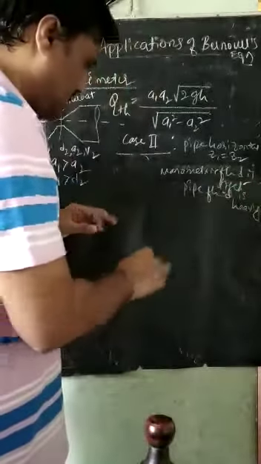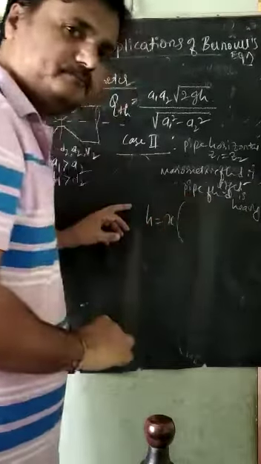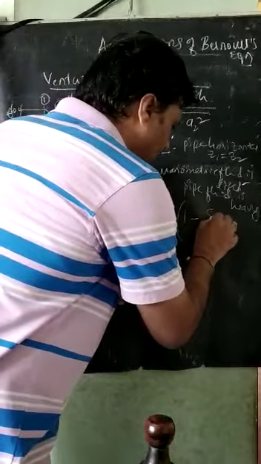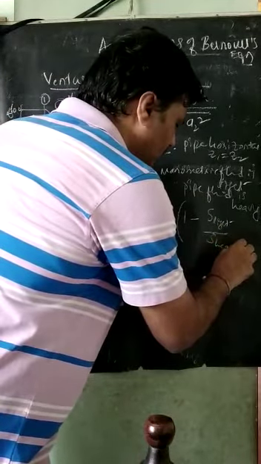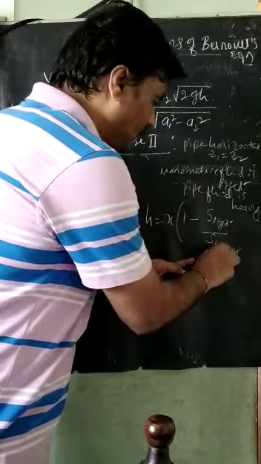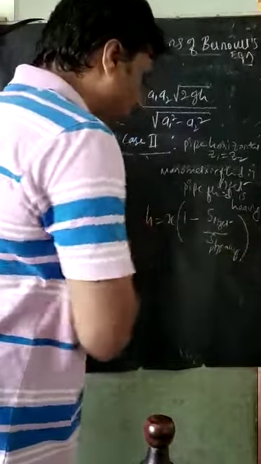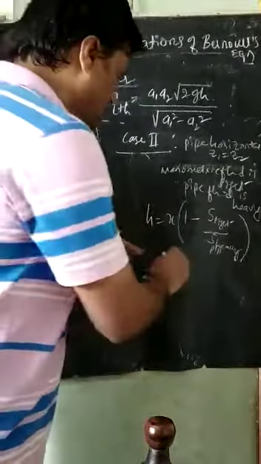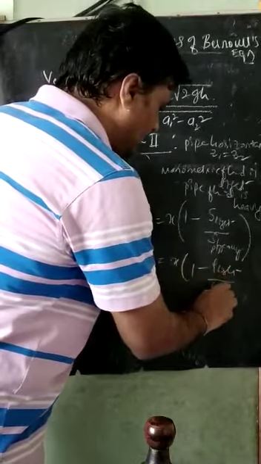Then how to write the equation? It is just a modification of that equation: H is equal to X times the bracket 1 minus the specific gravity of the light fluid divided by the specific gravity of the heavy fluid. The heavy fluid is now in the pipe, so the pipe fluid we have to take in the denominator, as it is the heavier one. This is the equation when the manometric fluid is lighter than the pipe fluid. In terms of density, it is 1 minus the density of the light fluid divided by the density of the heavy fluid.